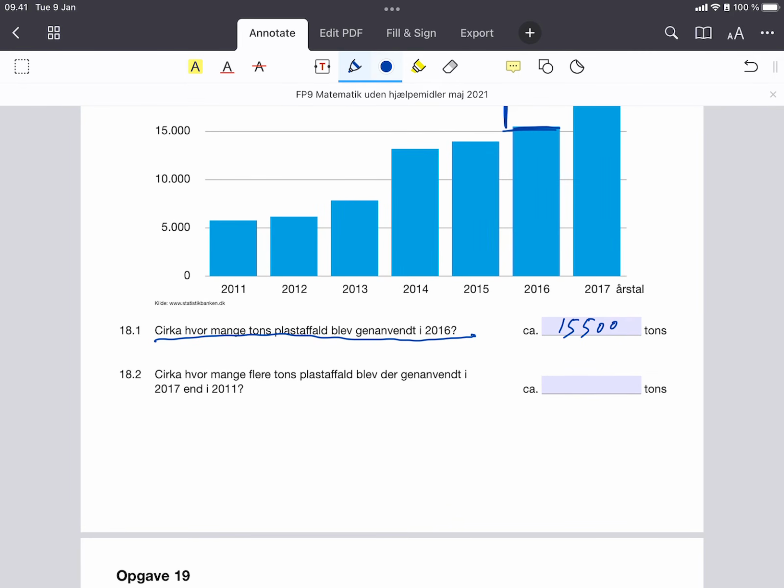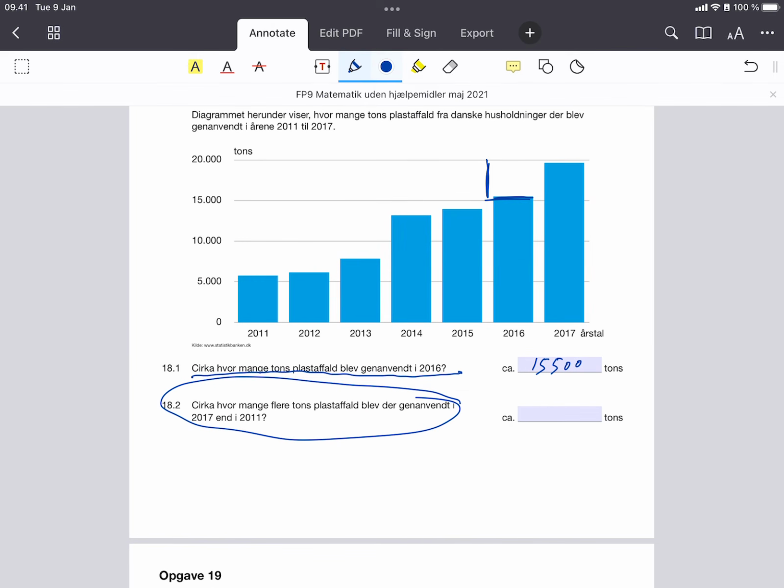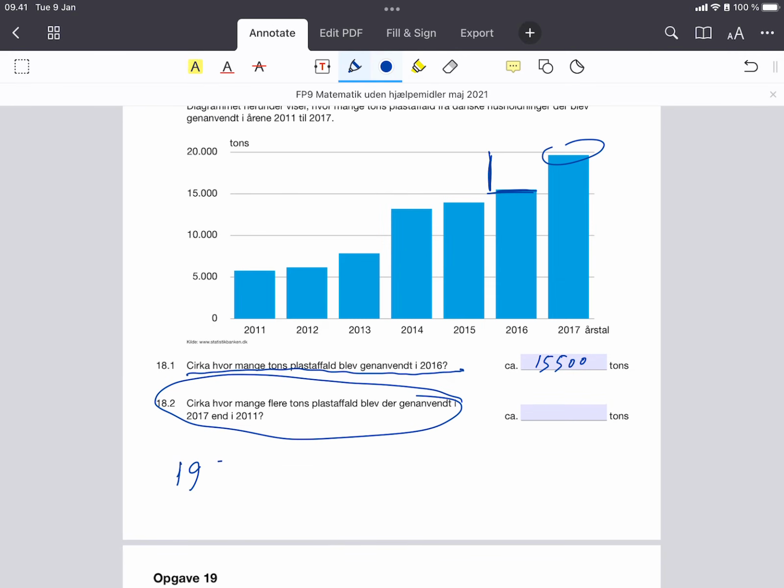Anyway, about how many more tons in 2017 than in 2011? So in 2017, I'm going to call that 19,500 to me. 2011, that looks like, I would say 6,000, 6,500 maybe, no, 5,500. So minus 5,500. So I'm going to say that's approximately 14,000 more.